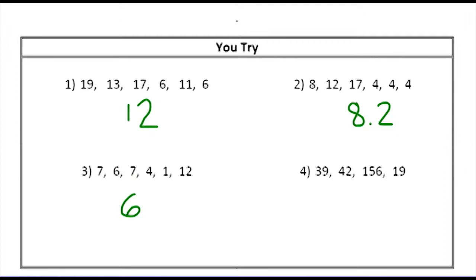Welcome back. Number 1, the answer should have been 12. Number 2, your answer should have been 8.2. Again, don't be afraid of those decimals. Number 3, the answer should be 6.2. Number 4, your answer should be 64. A slightly bigger average because we ended up with slightly bigger values, even though there were only 4 of them. Remember, for the mean, add up all the values, divide by how many values there are.